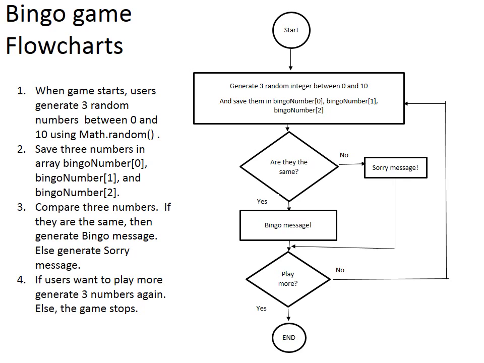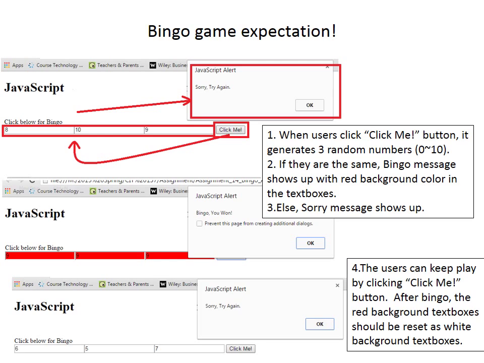From now on, you will create a bingo game program using loop, array, and random. This is the bingo game flowchart. When the game starts, users generate 3 random numbers between 0 and 10 using Math.random. 3 numbers will be saved in array bingoNumber[0], bingoNumber[1], and bingoNumber[2]. Then compare the 3 numbers. If they are the same, then generate a bingo message. Else it will generate a sorry message. If users want to play more, it will repeat the process again. Else, the game stops.